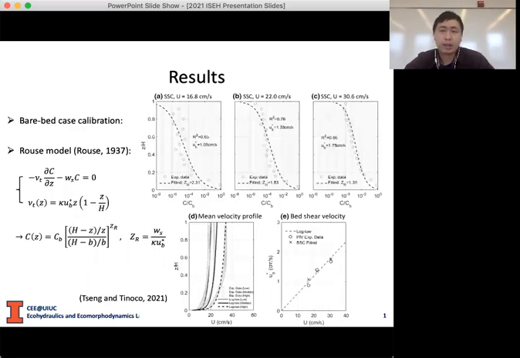Then we're gonna check our method. Then we did 3 rounds of bare bed cases without the vegetation at different flow velocities and compared the experimental data to the Rouse model. The profile generally matches with the experimental data, and the fitted bed shear velocity matches with the theoretical log-law velocity profile in open channel flows.